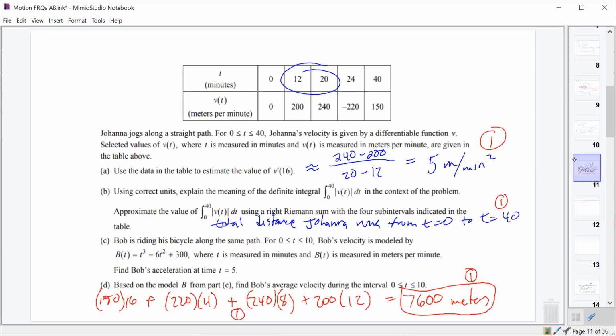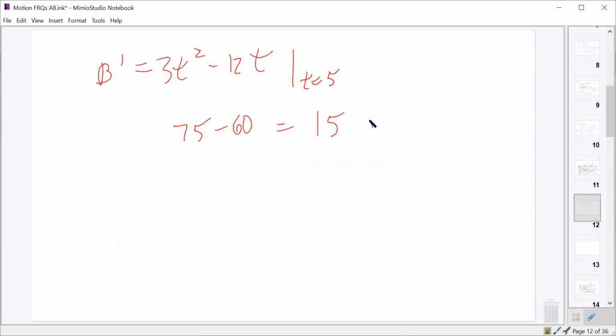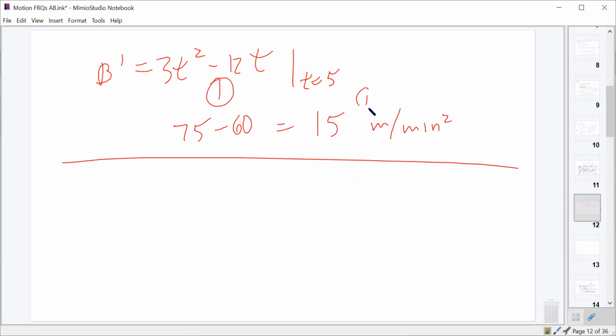And what were our units? They were meters per minute. So acceleration would be meters per minute squared. Good or no? Any questions there? Part C. 1 point for finding the derivative, 1 point for the right answer with the units.